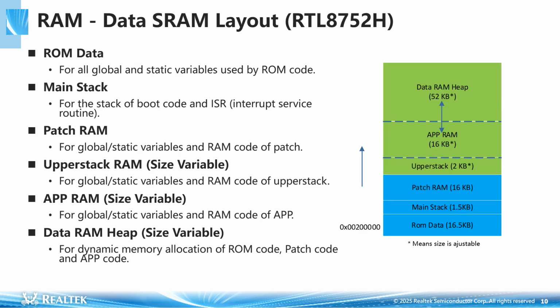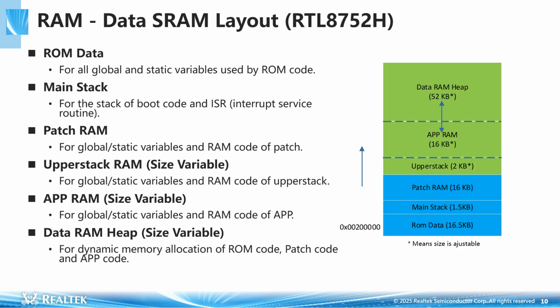During the development process, RAM is generally divided into different sections based on their functions. Taking the RTL8752H as an example, the data RAM is divided into 6 parts according to their roles, as illustrated. Each section has a fixed layout order and specific purposes. ROM data is exclusively used for all global and static variables in ROM code, which form the foundational elements for system initialization and runtime, ensuring stable firmware operation.